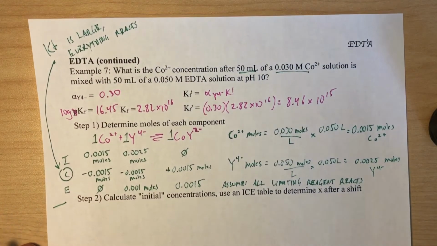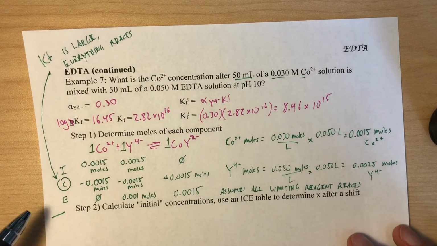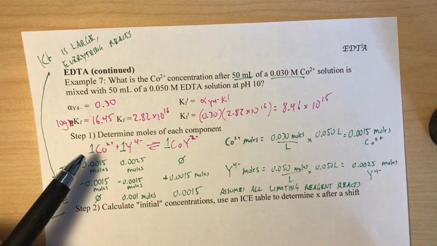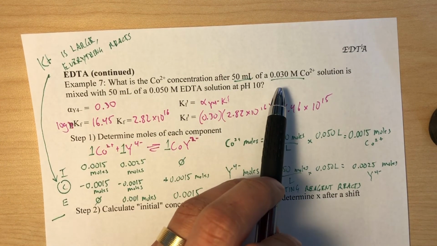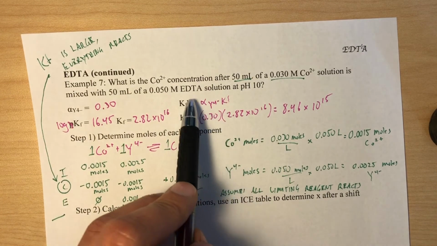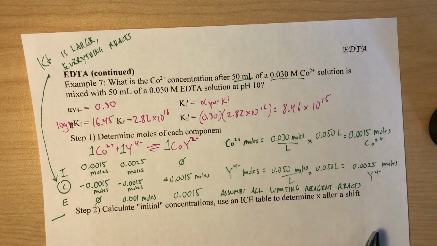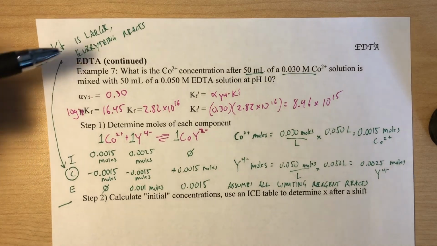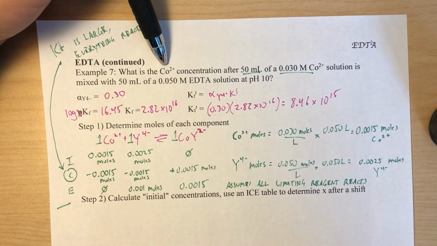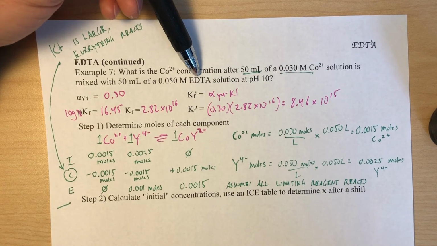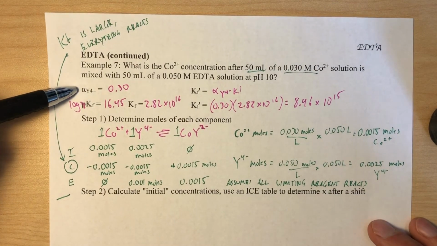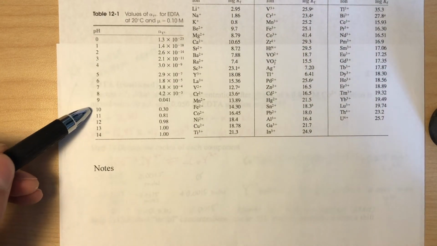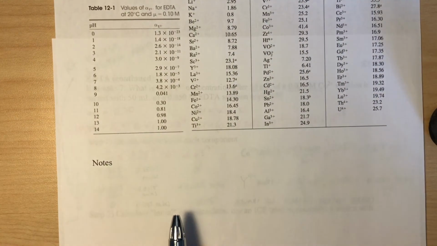Moving on to our next set, in our example 7, which is a continuation of EDTA, we're now going to figure out what is the cobalt concentration in solution and the EDTA concentration in solution after two mixtures have been mixed together. So this is a situation where we have initial cobalt and initial EDTA, and we don't have any of the complex. So what we're going to need first are a few values. First, we're going to need our alpha value at this certain pH. It's a pH of 10, which again gives us an alpha value that's equal to 0.30.